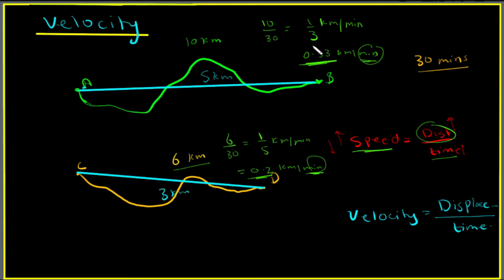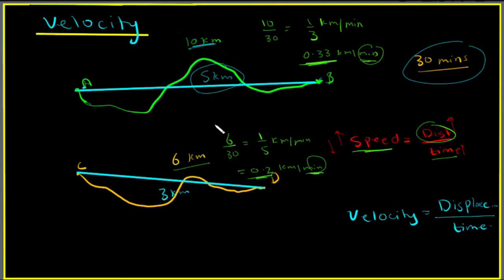And we know the time that these things take. The first car takes 30 minutes, the other car also takes 30 minutes, but instead of using 10 kilometers, we're going to use 5 kilometers, the absolute distance, the shortest distance between 2 points. So you just need to see that the car actually started from point A and finished at point B, and there was a total minimum distance of 5 kilometers between these 2 points.